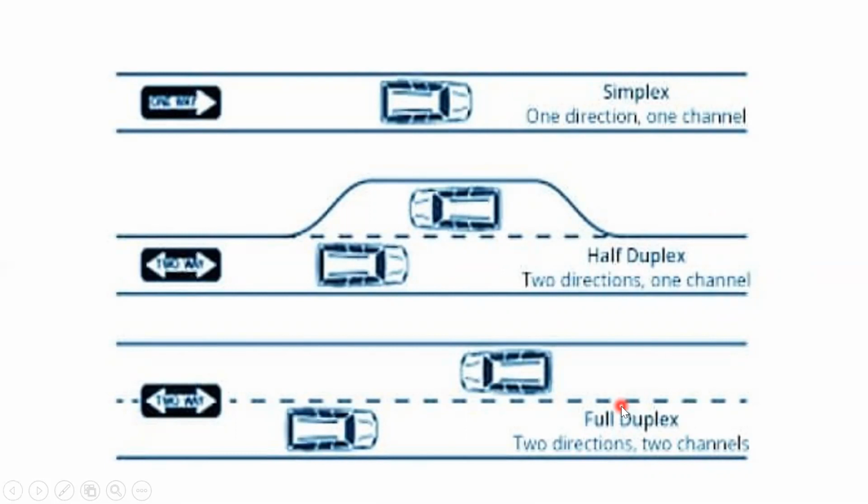In full duplex you have two channels and two directions. That is, the movement of vehicles from one direction to the other takes place simultaneously. There is no disturbance and no waiting. So the simultaneous movement of vehicles takes place here. This is what full duplex is. That is simplex, half duplex, and full duplex. This is how the transmission of data is done in these modes.